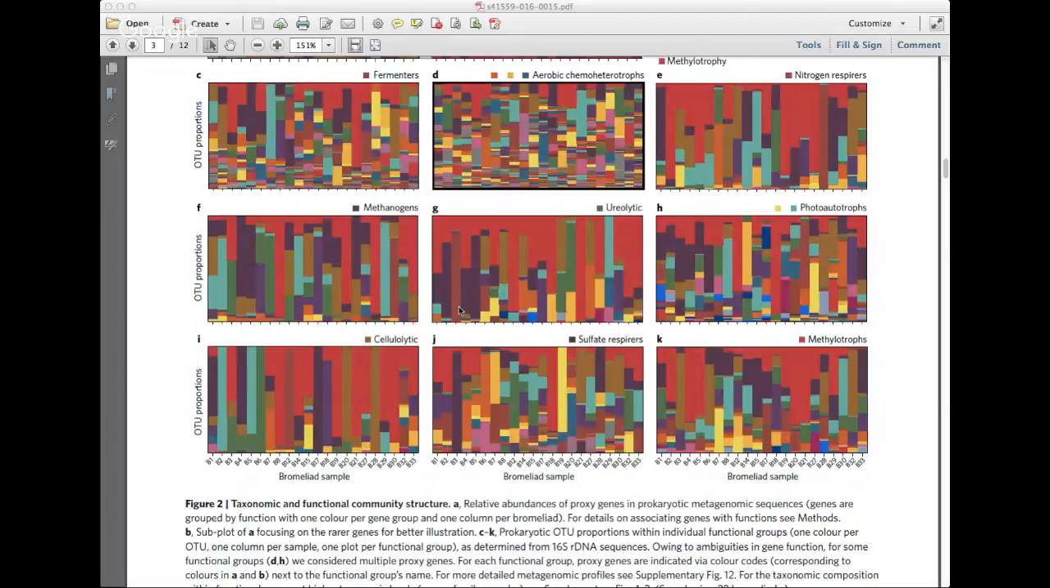So they've got these 9 functional categories, and this data is their OTU levels. So this data is their 16S data. And they're looking at, for each one of these bromeliads, who is doing the fermentation, who is a methanogen, and so forth. And so here they're basically saying this is really highly variable. You do not see a lot of core across bromeliads. They're making the argument that you don't see really a core set of microbial species or microbial taxa who are performing these. What do you guys think about this?